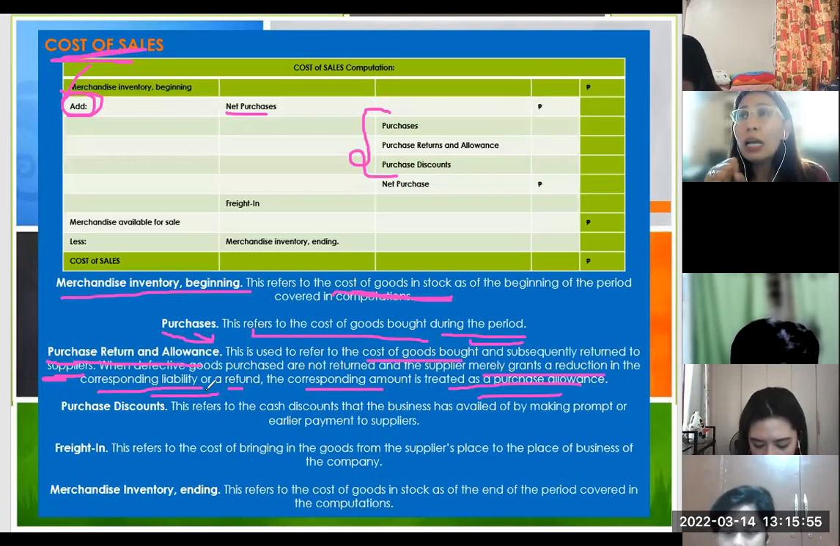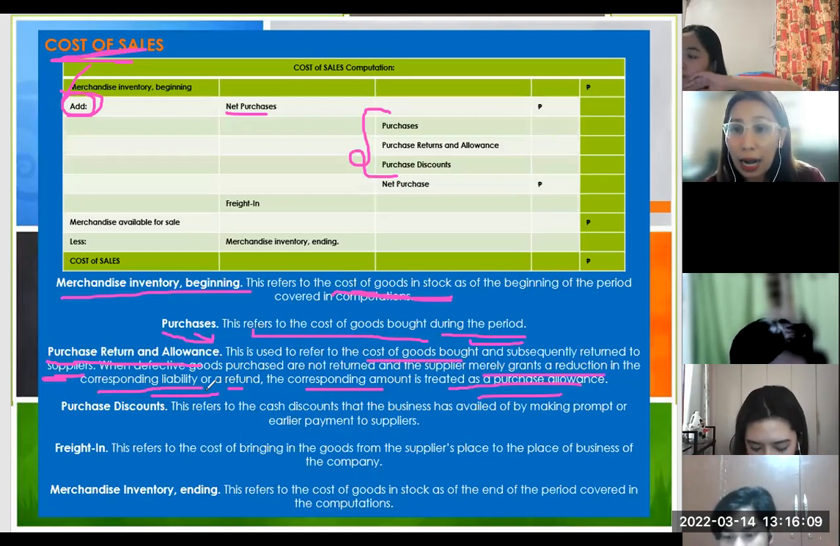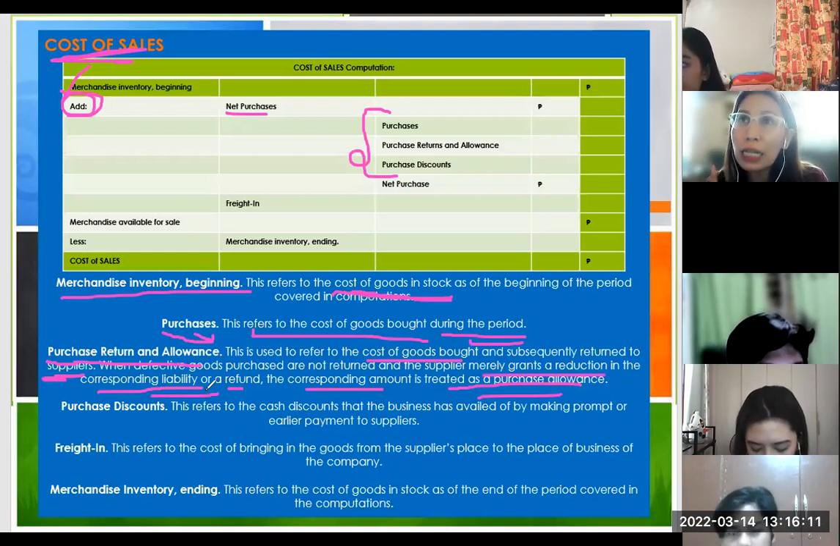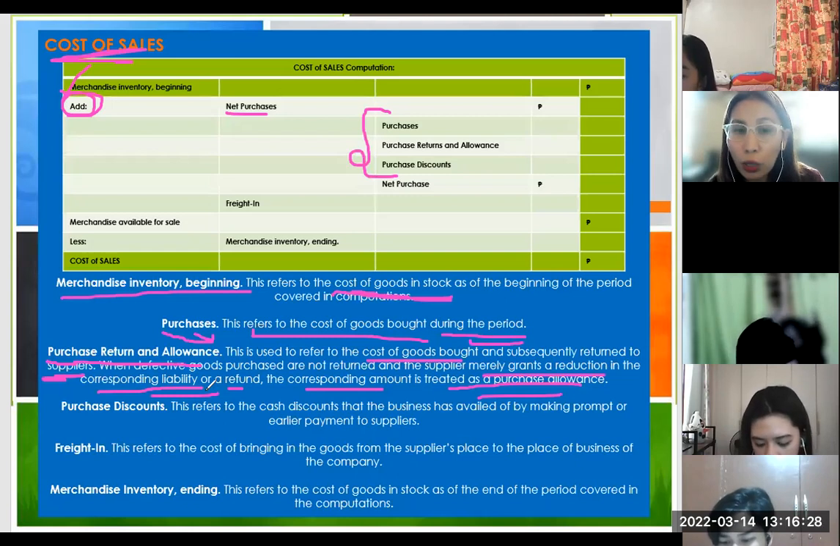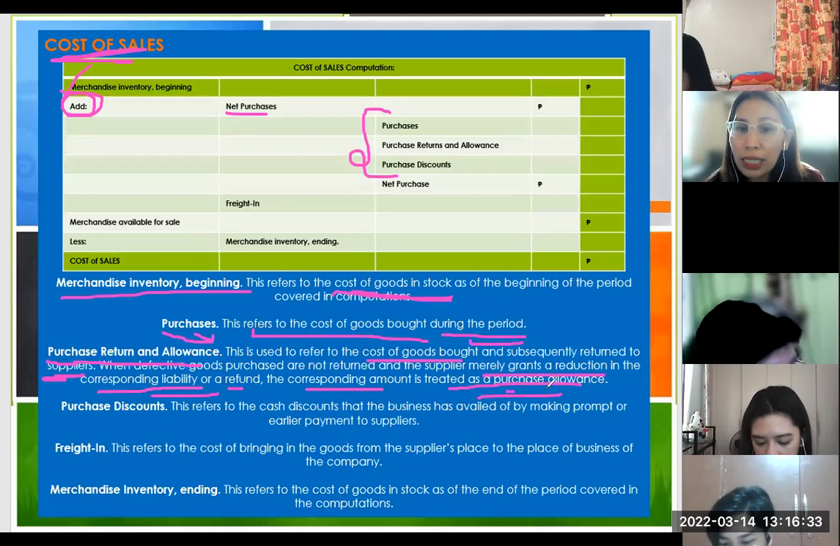Instead, okay, tayo yung owner, bumili tayo ng ingredients, and the supplier will now give us a reduction sa ating babayaran. Naintindihan po? Binabawasan na nila yung ating obligation para bayaran. Okay? Pinapaliit na yung ating obligation to them. Kasi ang sabi dito, grants a reduction in the corresponding liability or a refund. The corresponding amount is treated as a purchase allowance.